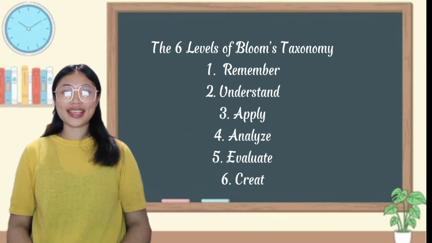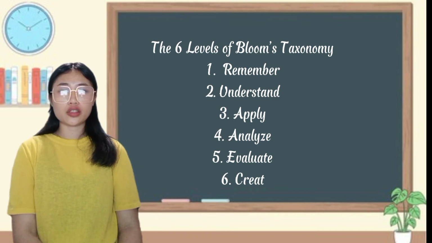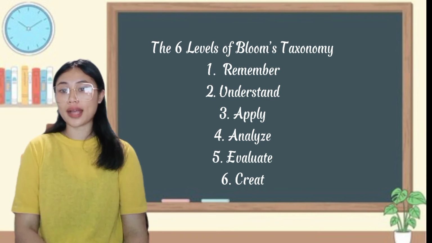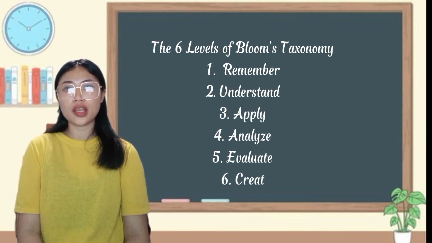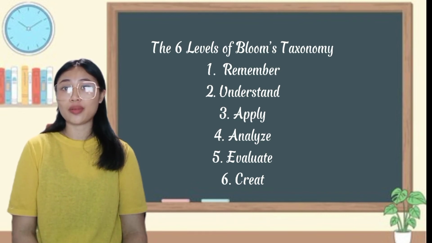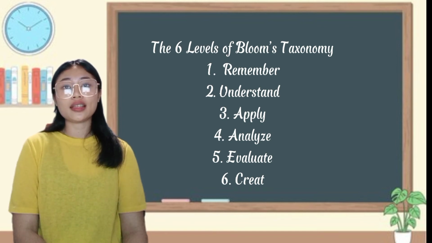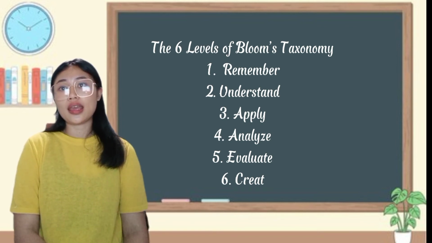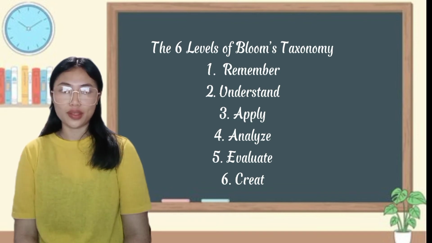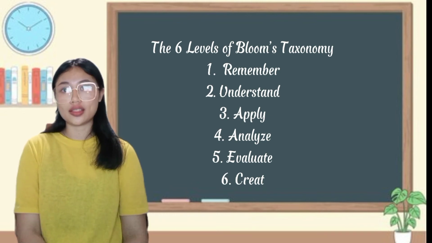There are 6 levels of Bloom's taxonomy. The first level is to remember or recall facts and basic concepts. Examples of activities that we can apply at the remembering level are memorizing a poem, recalling state capitals, and remembering math formulas. The second level is to understand or explain ideas and concepts.